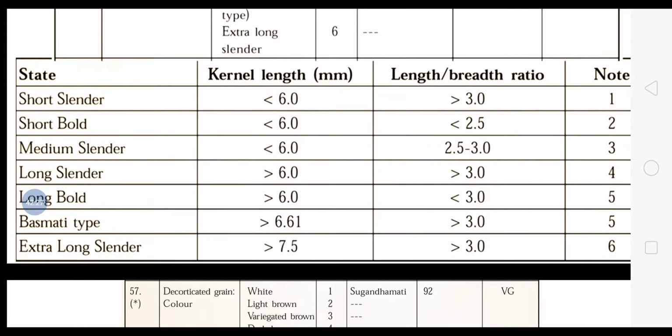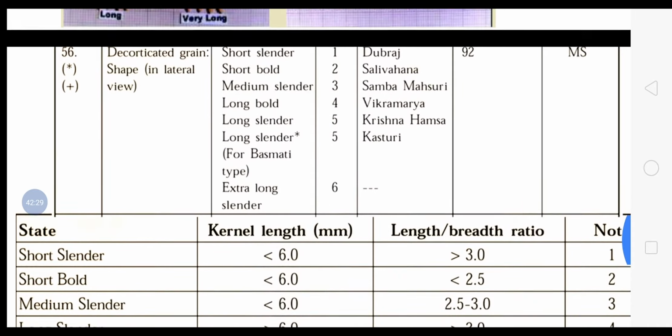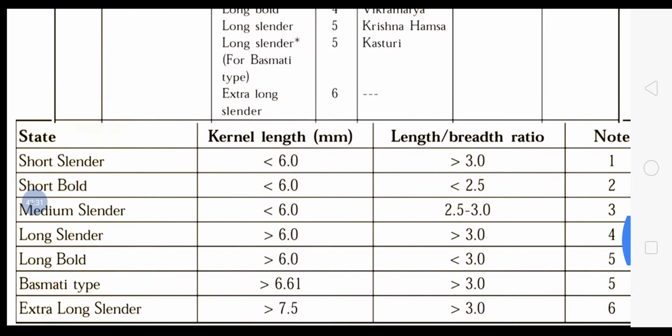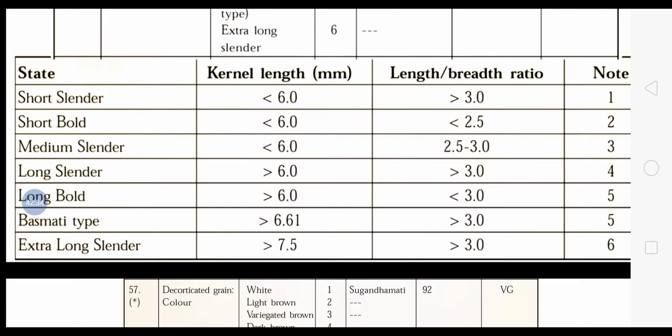Here the length and breadth ratio is also given for the 56th character, that is shape. In shape we consider length as well as breadth ratio. Short slender means less than 6 mm length and breadth is more than 3 mm. Short bold means less than 6 and less than 2.5. Medium slender is less than 6 and 2.5 to 3 mm length breadth ratio.